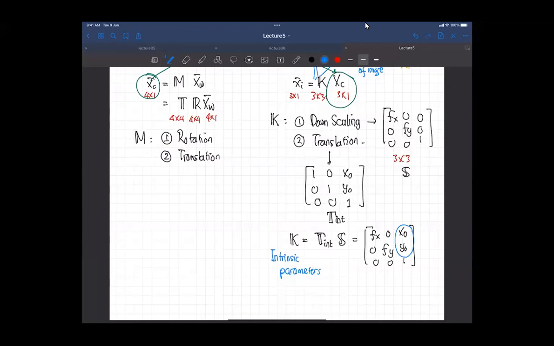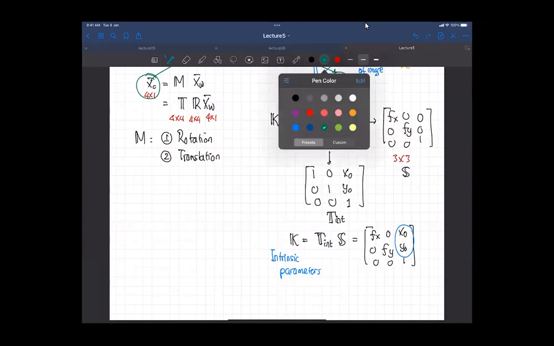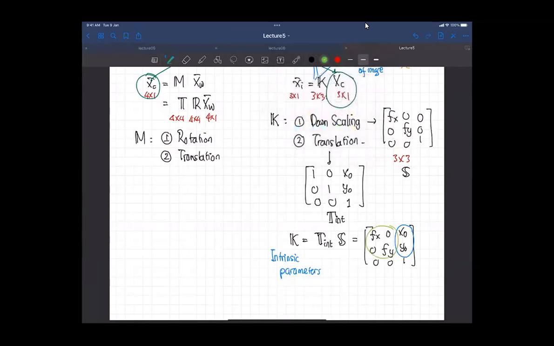Now, what are Fx and Fy then? It's about the size of your image with respect to the real world object, right? And because of that, Fx and Fy represent what? Yes, exactly, focal length. It doesn't matter about the distance because you can always zoom in and zoom out, right? This is again internal parameters, internal camera. It's nothing to do with the world. That's why this is called focal length.